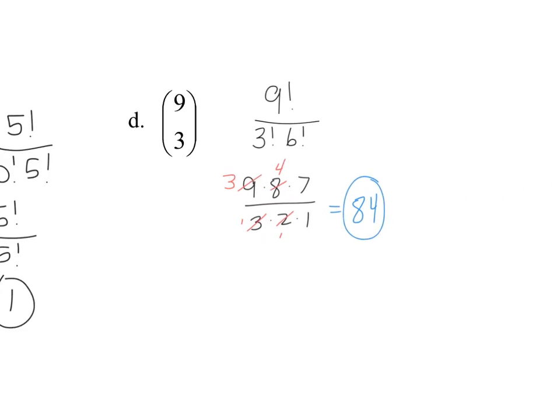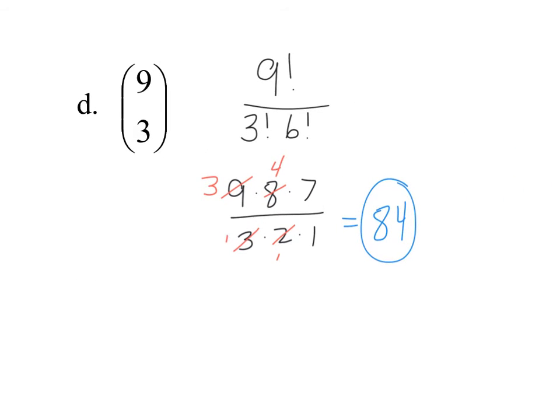And then on part D, we started with 9 factorial divided by 3 factorial times 6 factorial. Once we simplified and evaluated, I ended up with 84.